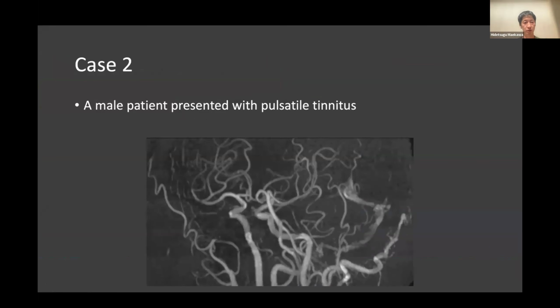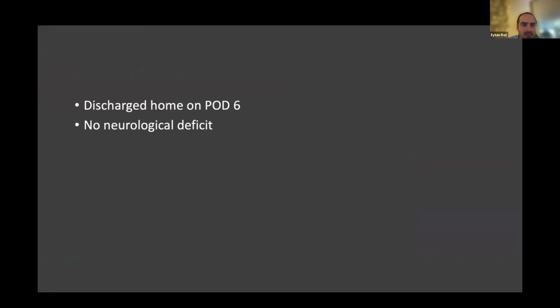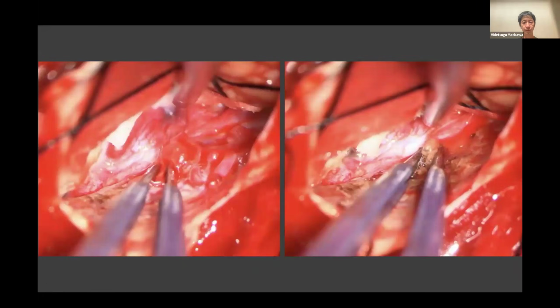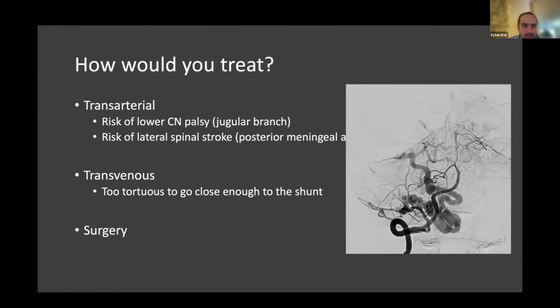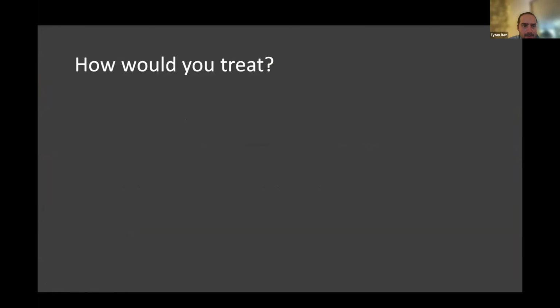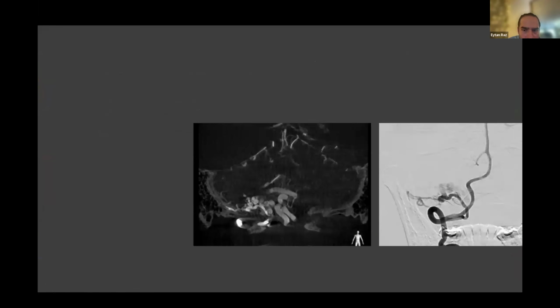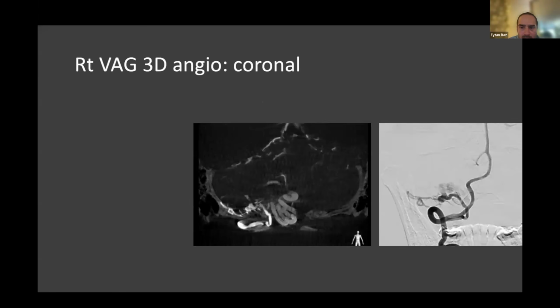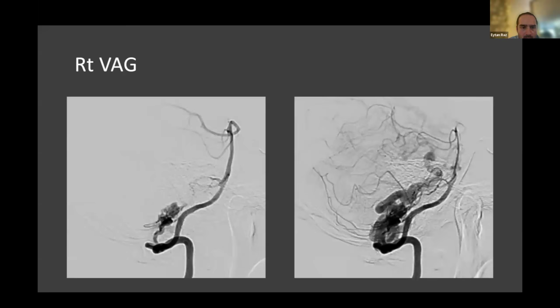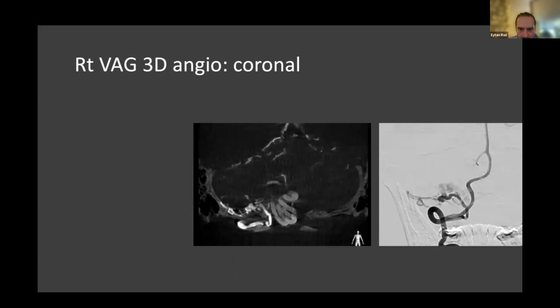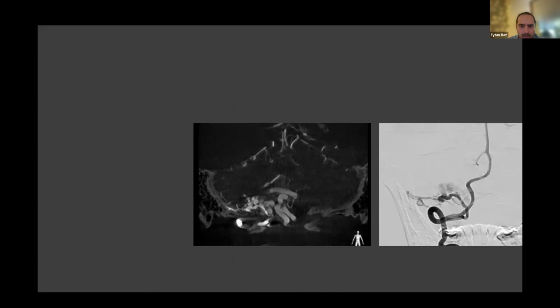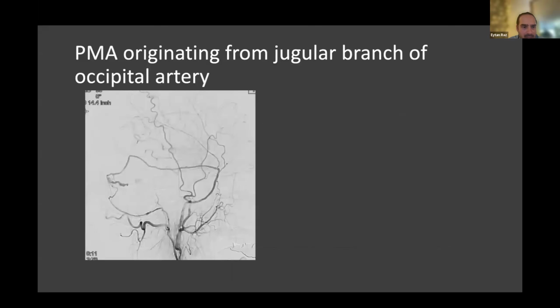The second case, a male patient present. Before you go on to the second case, can we unpack? Can you go back a few slides? Which one? Back. Yeah. So here, okay, up to here, so this is essentially going to the same location, which is the jugular foramen. Go forward one slide. Forward. No, forward. Okay, here.